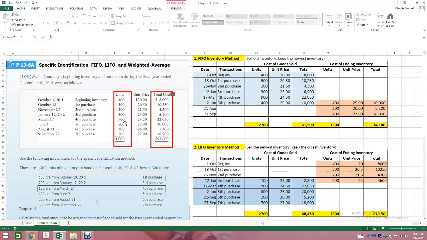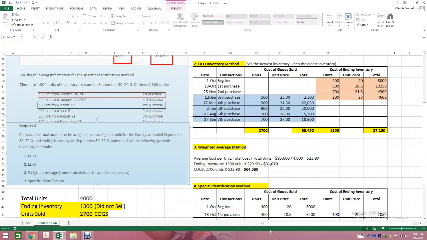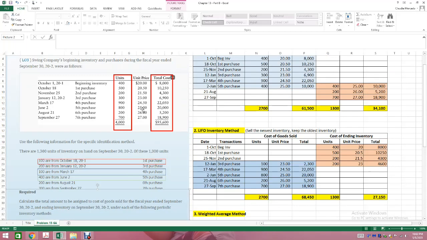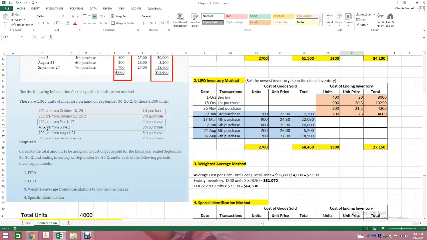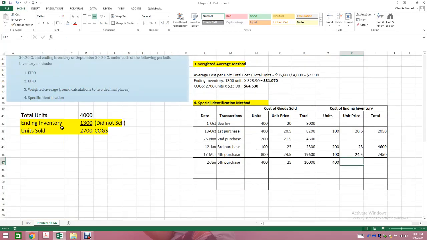The fifth purchase, I had 800 units and I did not sell 400. So that means I sold 400. I did not sell 400. So 4 and 4 gives me the 8. Okay, so we're going to split those, and the unit cost is $25. So I sold 400 at $25. It's $10,000. And then I did not sell 400. According to the problem, you did not sell 400 right here.